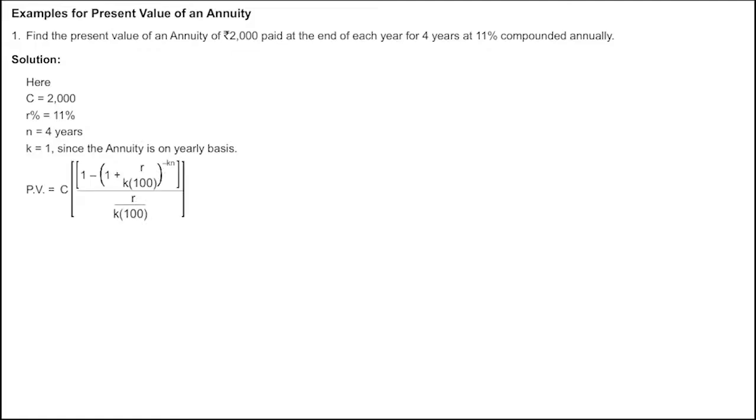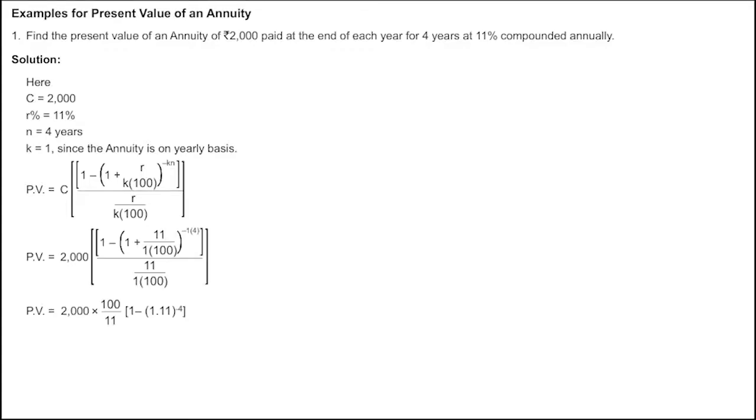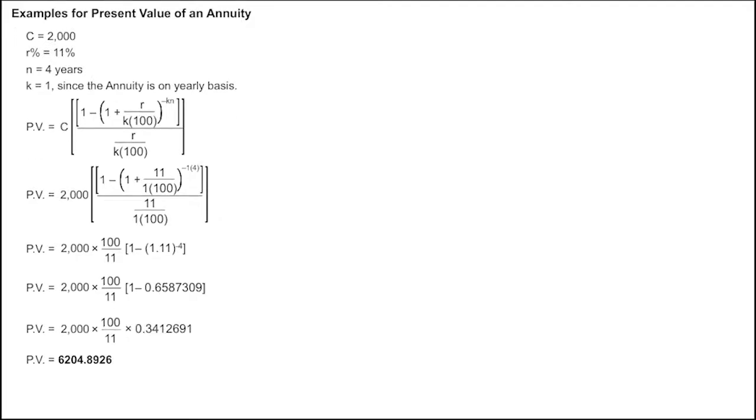Now this is the formula of present value. You are going to put the values of C, R, N and K in this formula of present value, and after simplifying you get the present value as 6204.8926. Now you can make a note of a small point here. R upon 100 can be taken as I. So if you substitute I for R upon 100, your formula will become a little simpler to write. Let's take one more example.